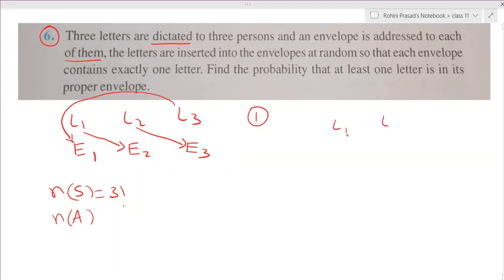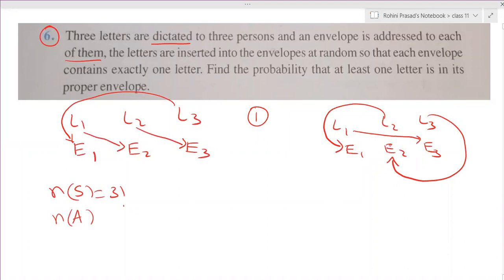And L1, L2, L3, E1, E2, E3. L1 goes to E3, right? And then L2 goes to E1 and L3 goes to E2. So this is one unwanted case. So there are two unwanted cases. So 1 minus the two unwanted cases by the sample space, which will give you 2 by 3 as the probability.